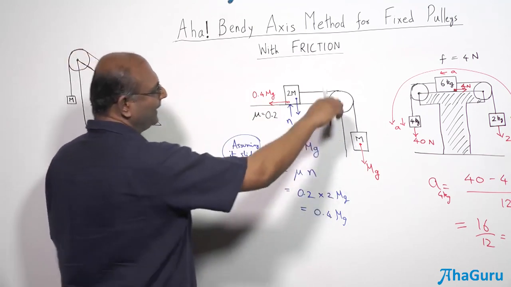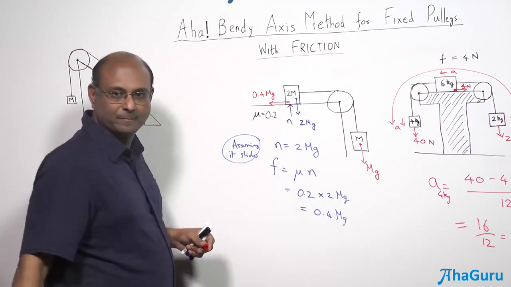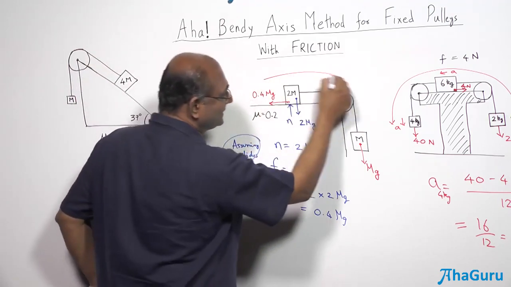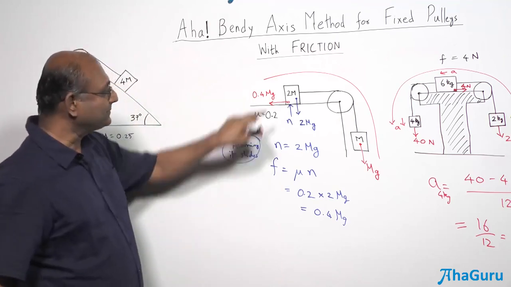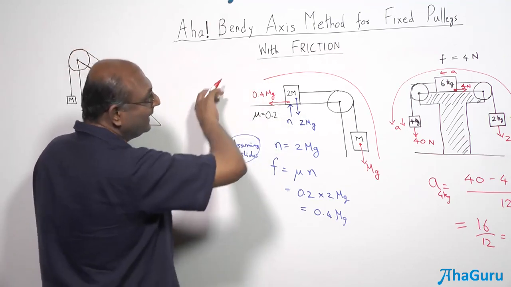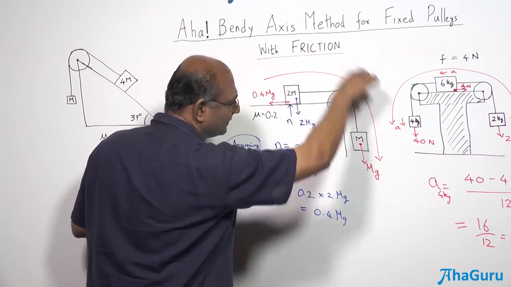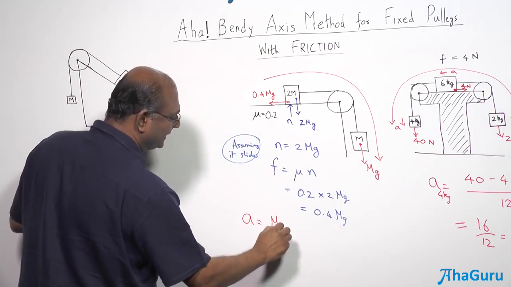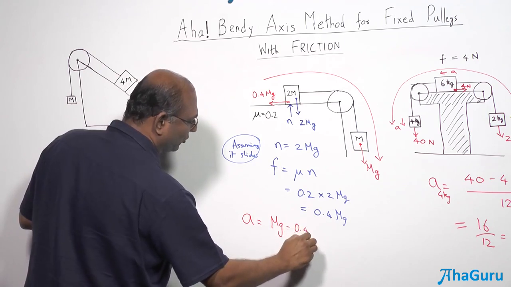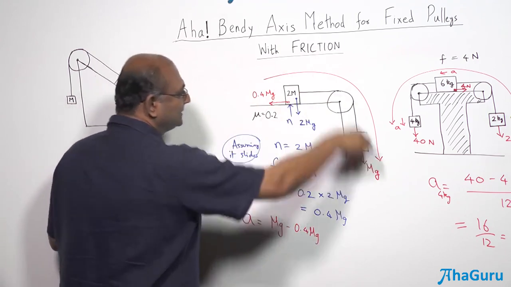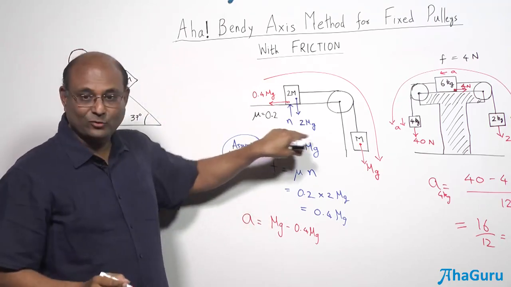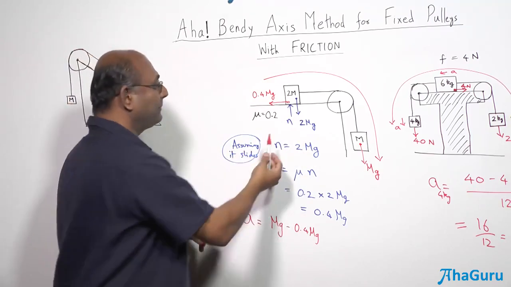So now you have mg and you have 0.4 mg. Does this matter? Yes, because my bendy axis is like this. So it does matter. So what is the net force in this direction? Acceleration, I can say, is mg minus 0.4 mg. Notice these two fellows, N and 2 mg, don't matter, because they are perpendicular.